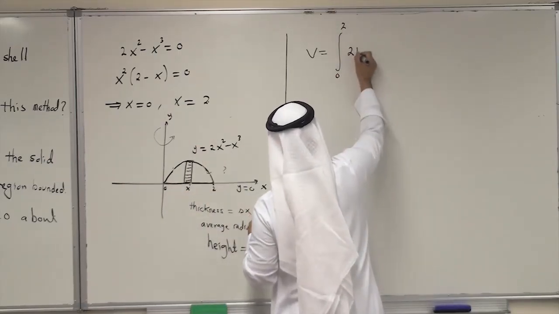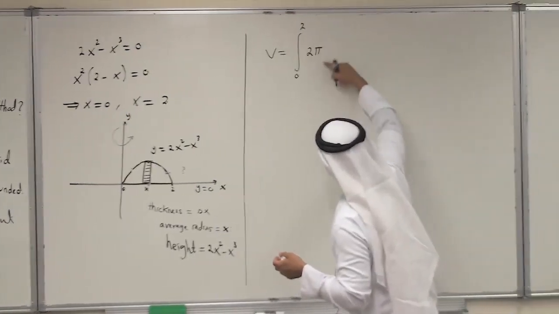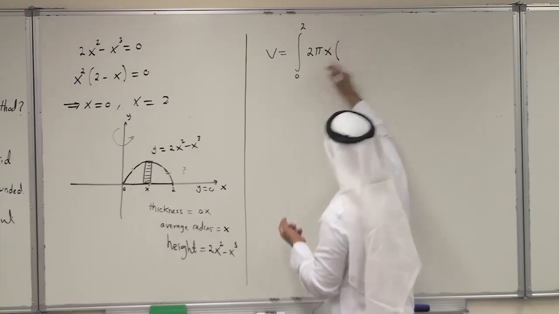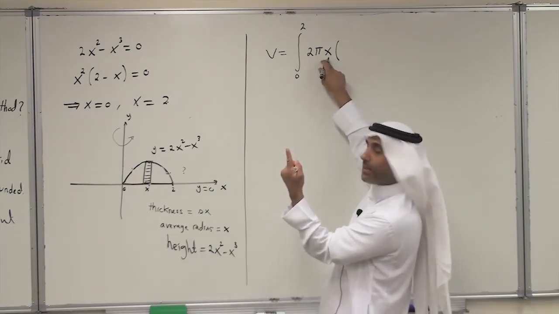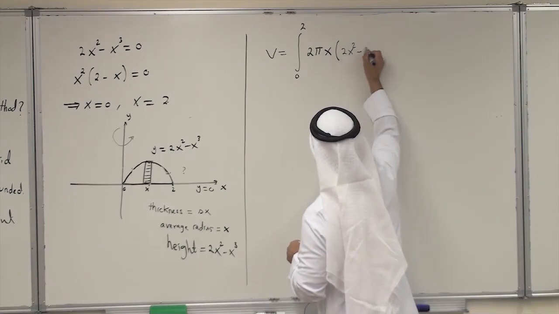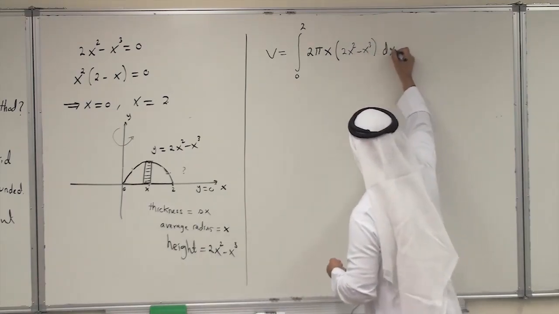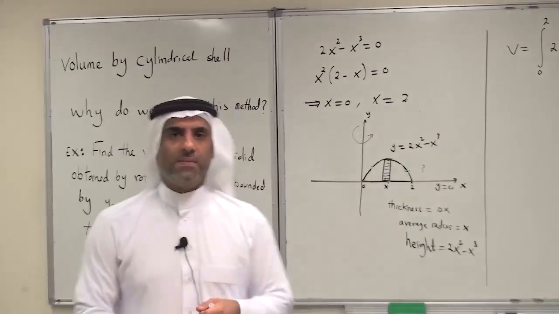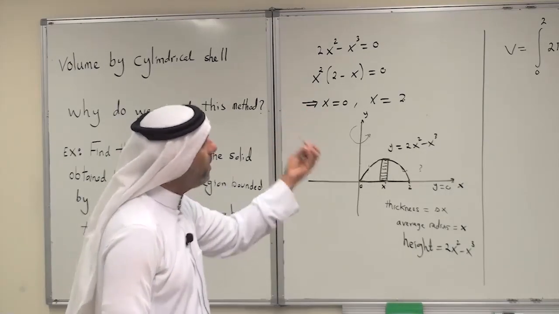Then I have 2 pi in the formula. It says 2 pi times the average radius. What is the average radius here? It is equal to x. Times, as we said, the circumference of the middle circle in the cylindrical shell, times the height. The height here is 2x squared minus x cubed, multiplied by the thickness. So we are integrating with respect to x. You can see how nice this formula is now. We were able to find the volume in a very simple way.